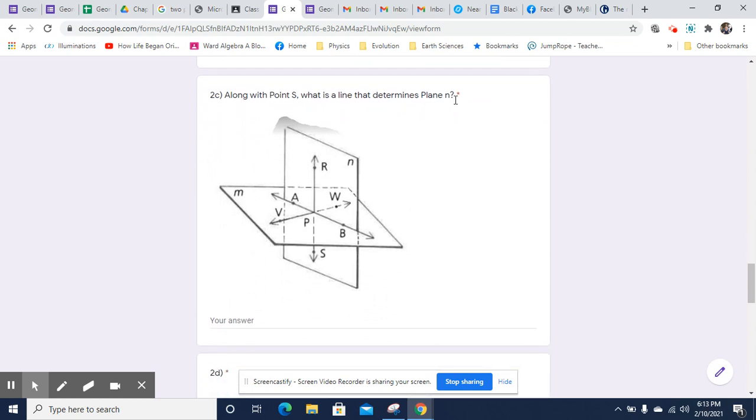Okay, along with point S, what is a line that determines plane N? So let's find point S. So there's point S. And there are a few lines that would determine plane N. The most obvious one is AB, also known as AP or BP. Those are other names for it since P is on that line. Another one, okay, you could also say RB. Let's see. You can't say BS because S is on BS, and you can't say AS because S is on it, but you could say RB or AR. Those would work as well.